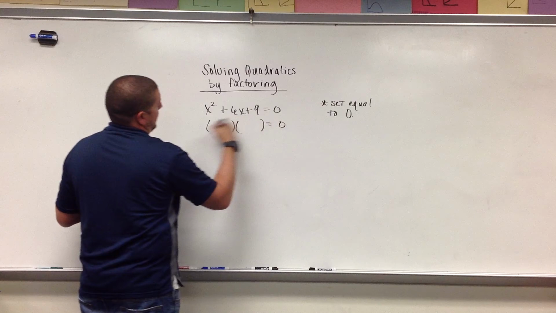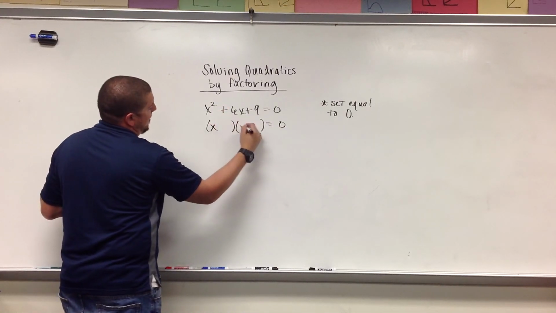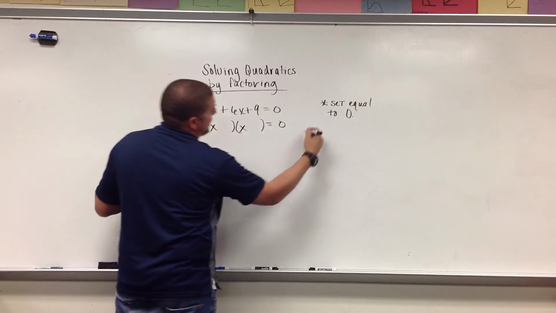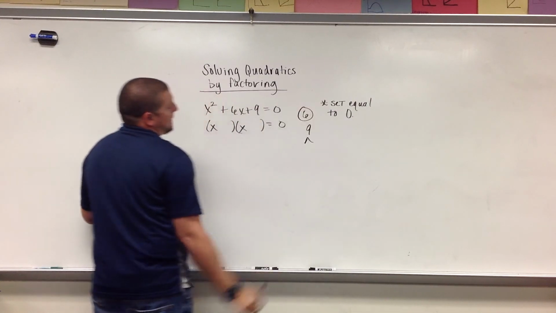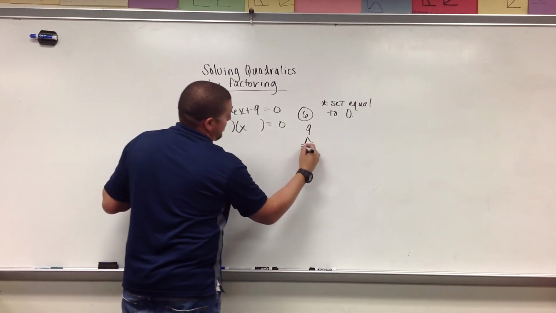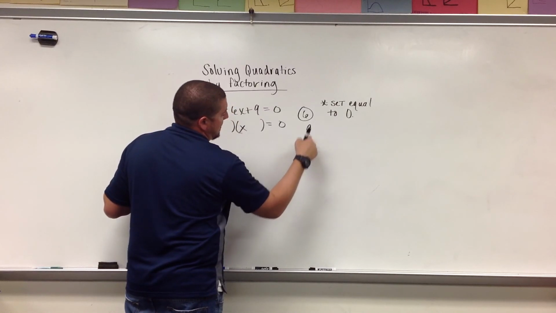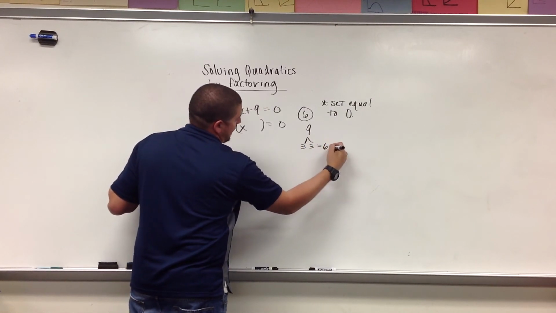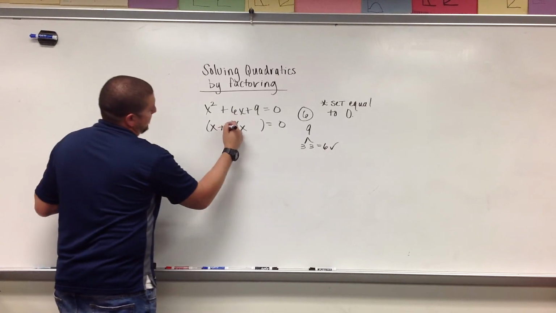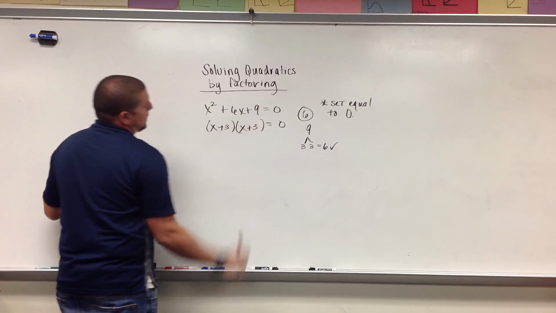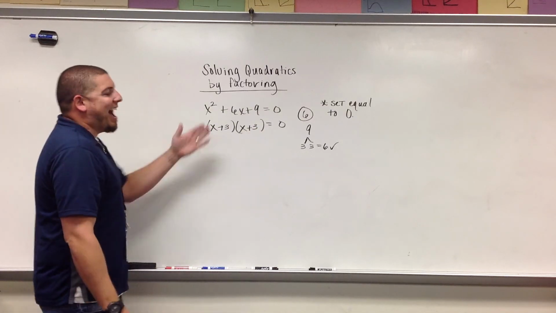Set it equal to 0 still. Bring in my x value or my variable. Now I need factors of 9 that add up to 6. Okay, well, 3 and 3, that's pretty simple, right? 3 times 3 is 9. 3 plus 3 is 6. That's our answer. So I'm going to put in here x plus 3 and x plus 3. Now I have my factors.